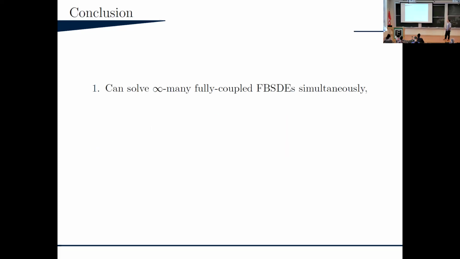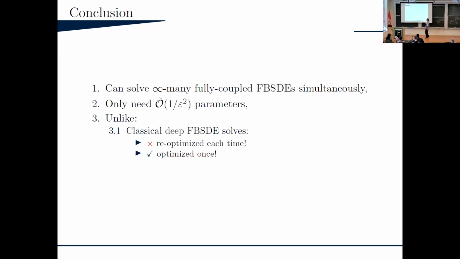So in conclusion, what have I talked to you about in this talk? With this technology, you can now simultaneously solve infinitely many FBSDEs in one shot, which was completely infeasible before, even with really fast algorithms. You need roughly a reciprocal quadratic number of parameters in the approximation error to do it. That's pretty impressive. That's not even typically possible in finite dimensions, unless you're in 2 dimensions, or 1 maybe. And unlike classical deep BSDE or FBSDE solvers, we don't have to re-optimize each time. You optimize once, and you can keep plugging in and playing.